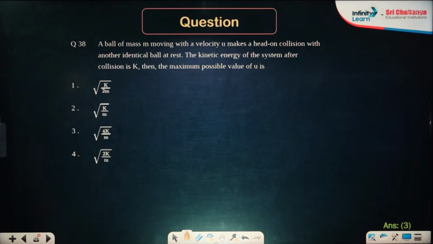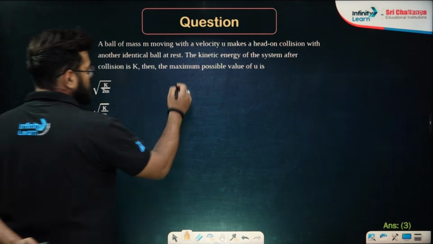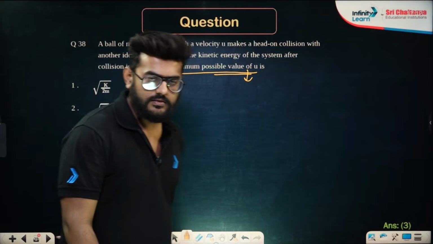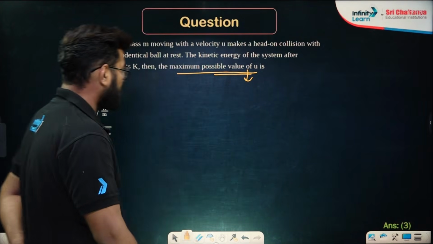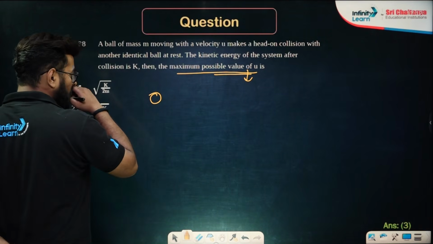A ball of mass m moving with velocity u makes a head-on collision with another identical ball at rest. The kinetic energy of the system after collision is K. The maximum possible value of u will exist when they have an inelastic collision, okay? Then you will have the maximum possible value of u.